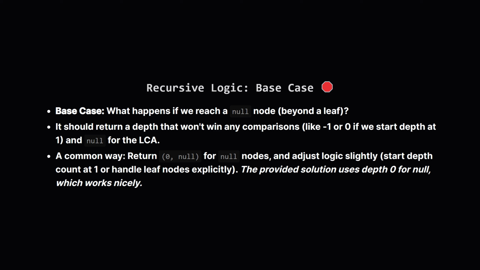A good way is to return a depth of 0, meaning no leaves found here, and None, or null, for the LCA node. This ensures that when a real leaf node gets this result from its null children, it correctly identifies itself as the deepest leaf, at depth 1 relative to its parent's call.